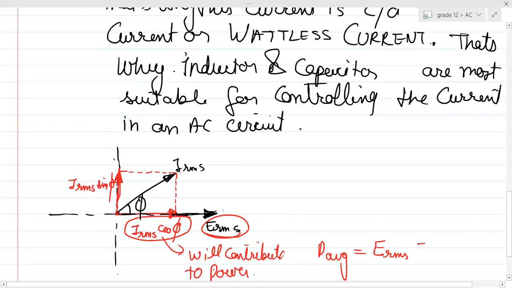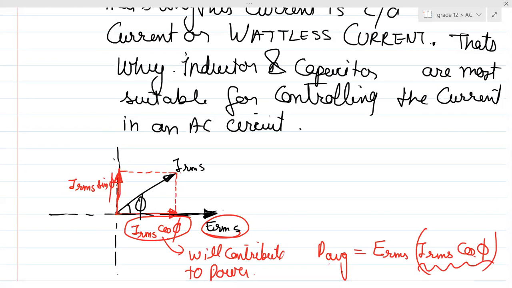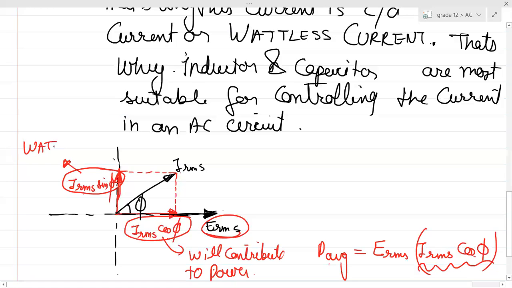Do you remember P average is equal to ERMS IRMS cos phi, right? So this component contributes to the power. But this other component is not contributing anything towards power, hence this component of current is called the wattless current. Okay, is this clear, guys?